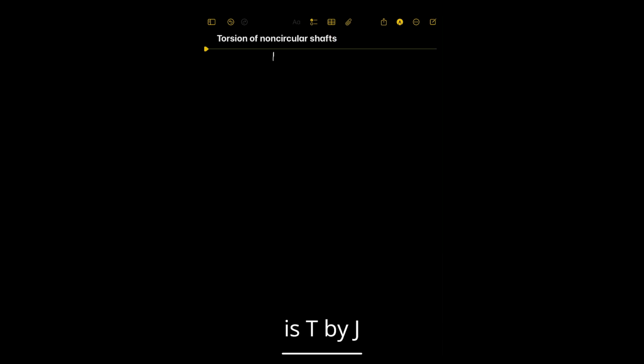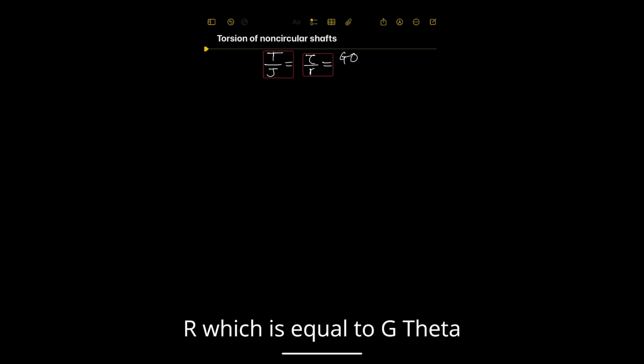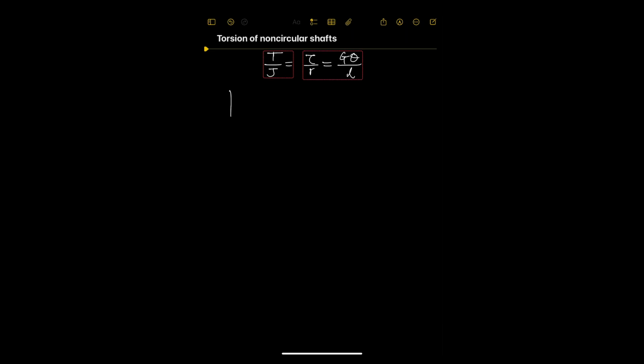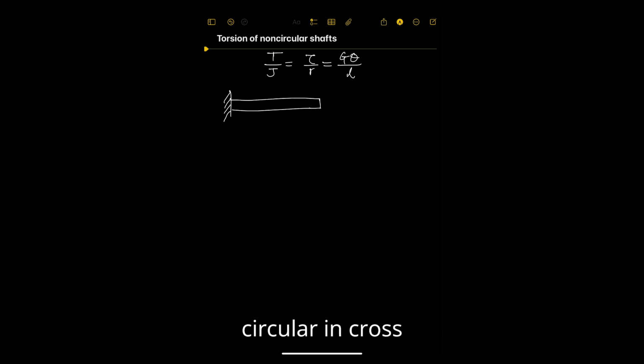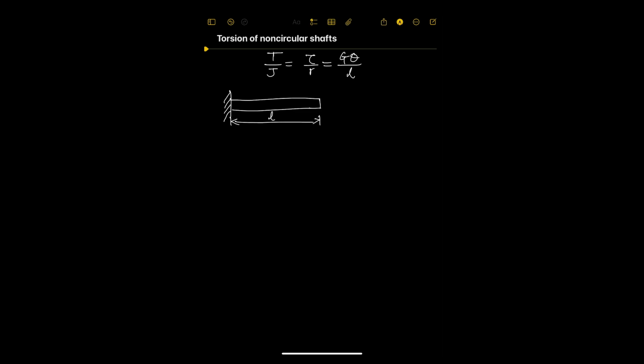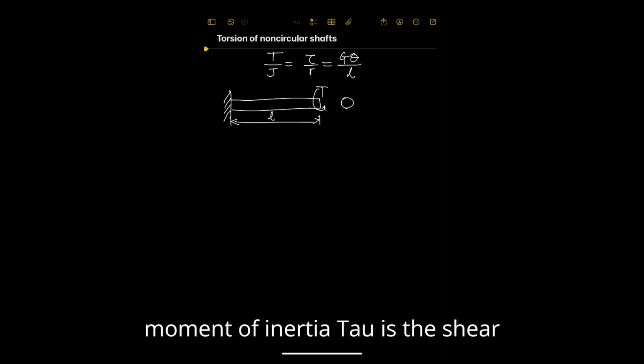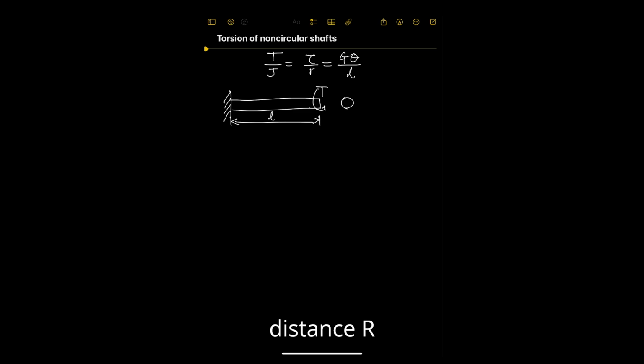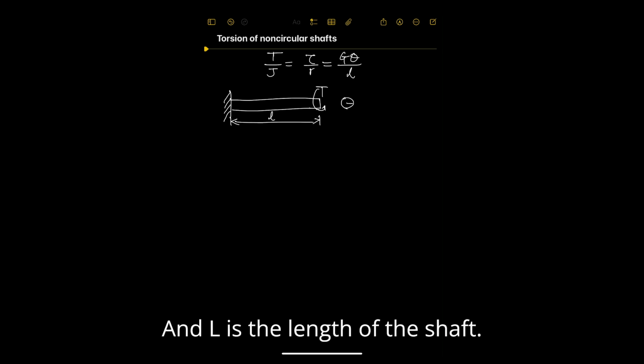So what we know from strength of material is T by J is equal to tau by R, which is equal to G theta by L. So let's consider a shaft which is circular in cross section and uniform along length. This is the length L, and torque T is applied to this circular shaft, and J is the polar moment of inertia, tau is the shear stress generated at distance r from the center, and G is the shear modulus, theta is the angle of twist, and L is the length of the shaft.